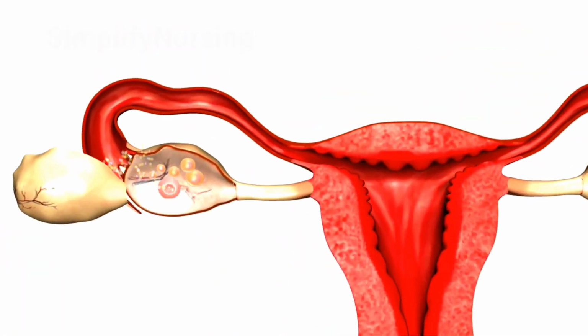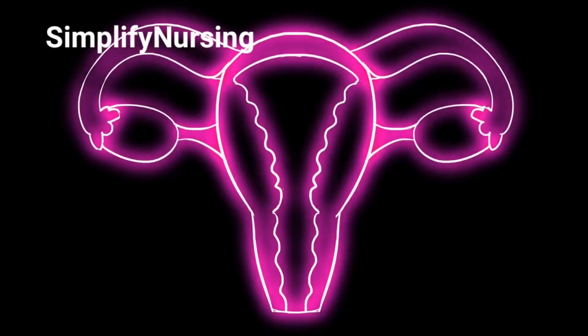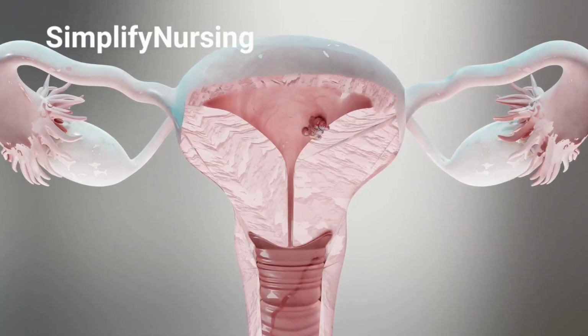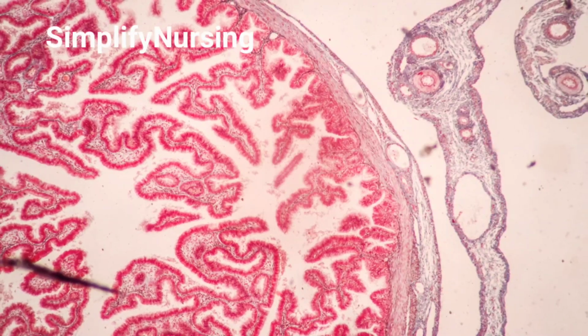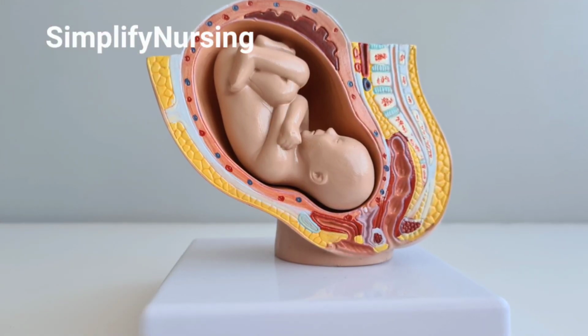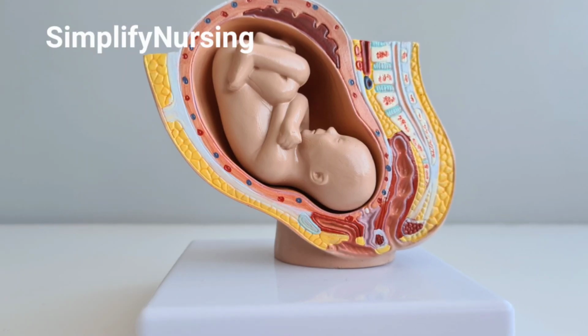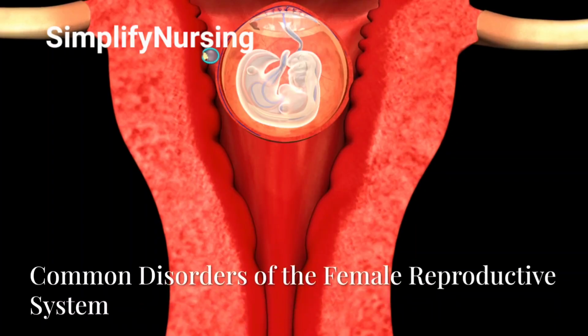Functions of the female reproductive system include the production of eggs, where the ovaries produce and release eggs during ovulation. The system also regulates the menstrual cycle, preparing the body for potential pregnancy. Additionally, it facilitates fertilization and supports fetal development during pregnancy. Childbirth is another function, allowing for the passage of the baby during delivery. Lastly, it contributes to sexual arousal and pleasure.